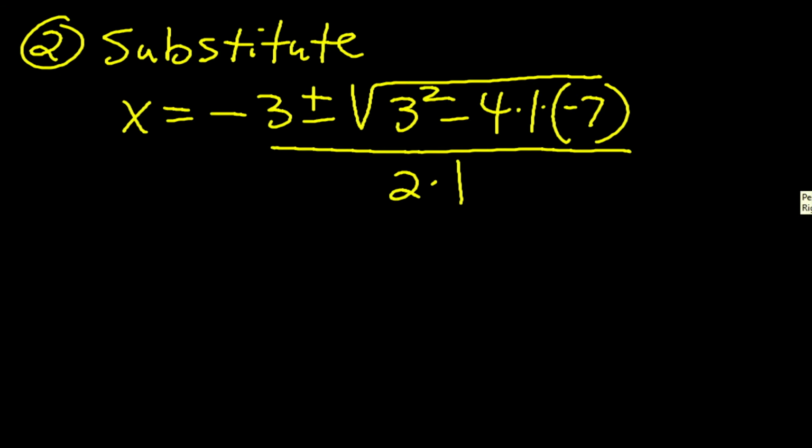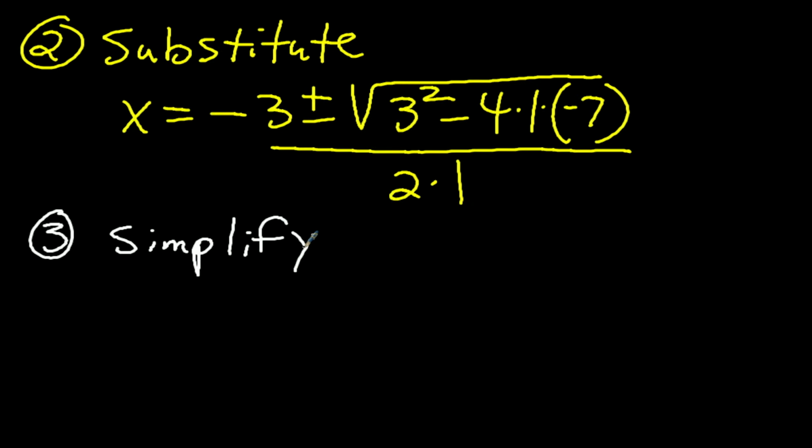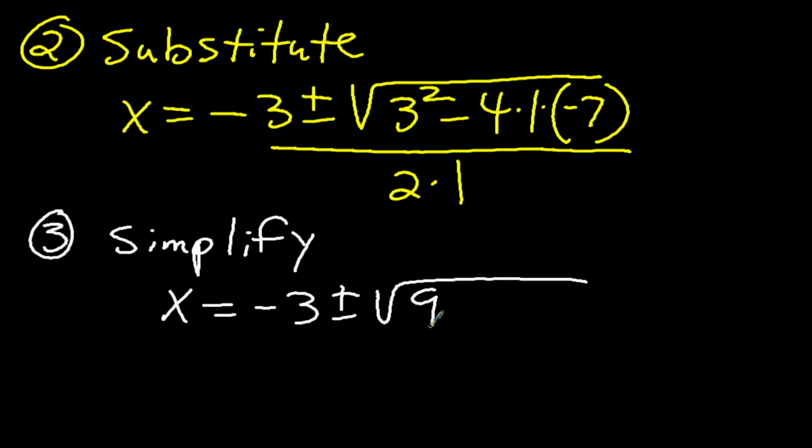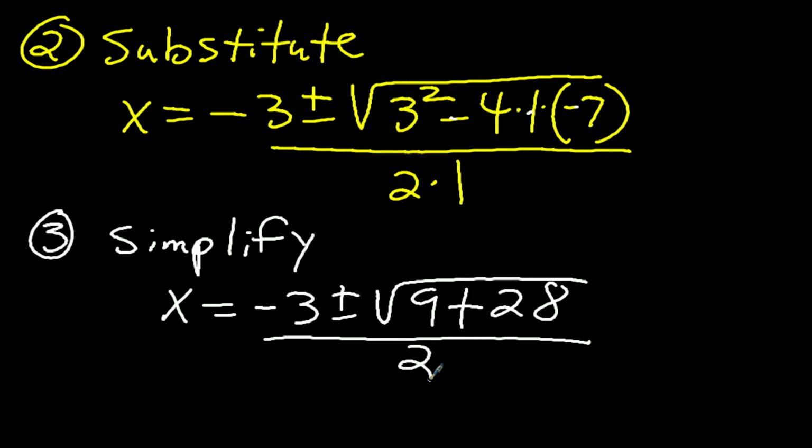All right? So that is our second step. Our third step is we want to simplify. So we have x equals -3 plus or minus the square root of 3 squared, which is 9. And notice the sign. I have a negative times a positive times a negative, so I have a negative times a negative, which gives me a positive. 4 times 1 times 7 is 28, all divided by 2 times 1, which is 2.